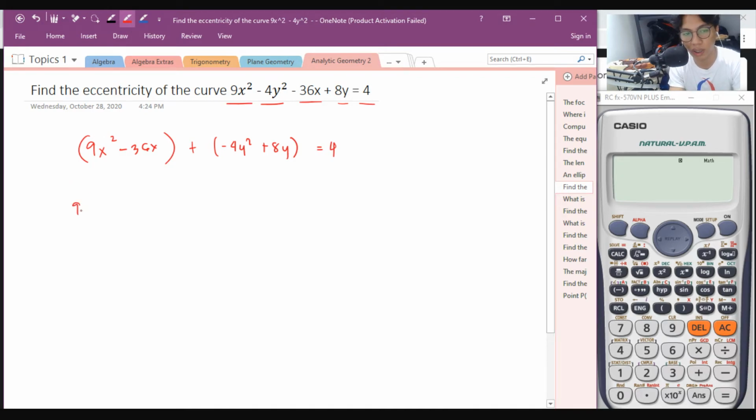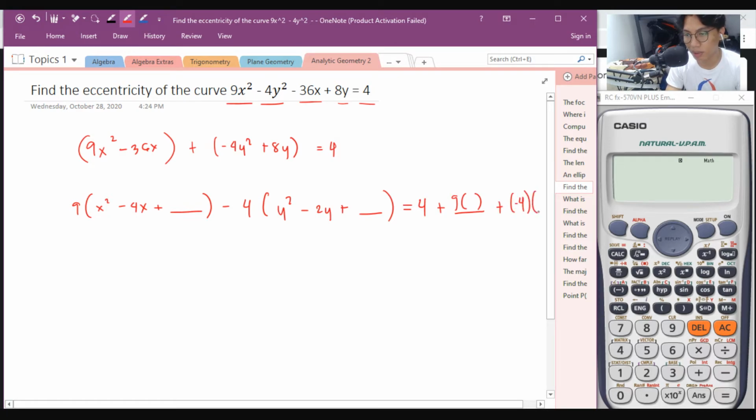Factor out the 9: 9 times (x squared minus 4x plus ...). Then negative 4 times (y squared minus 2y plus ...). Equal to 4, not plus 4. Then on the other side, plus 9 times the missing term, plus negative 4 times the missing term.